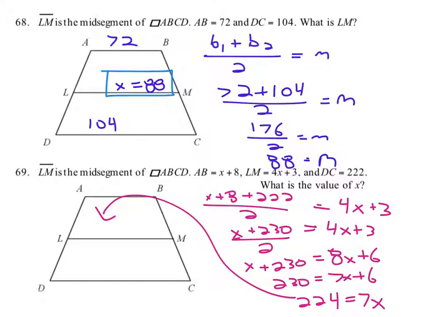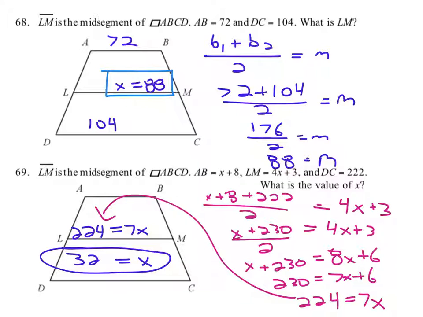And I'm going to move that up here into the center, and we're just going to solve it right there in the middle. If 224 is equal to 7x, then dividing both sides by 7, we get x is equal to 32. That's the answer. So the setup is to take base 1, x plus 8, plus base 2, 222, and divide it by 2, and set that equal to the length of the mid-segment, in this case 4x plus 3.